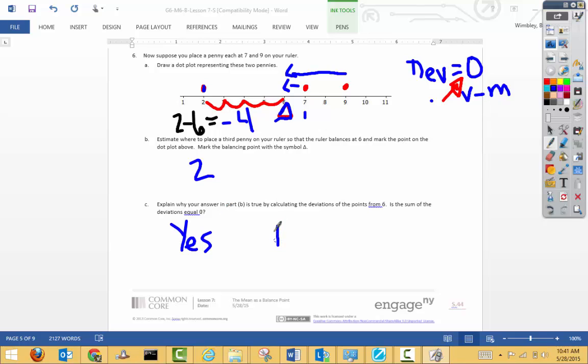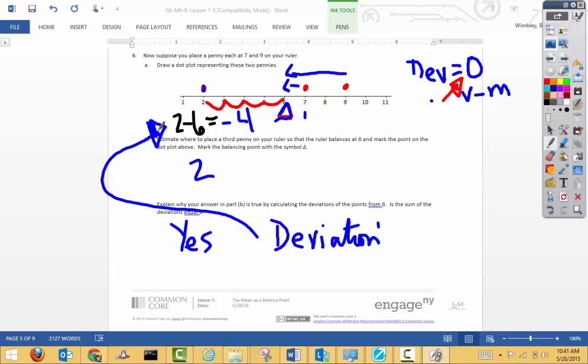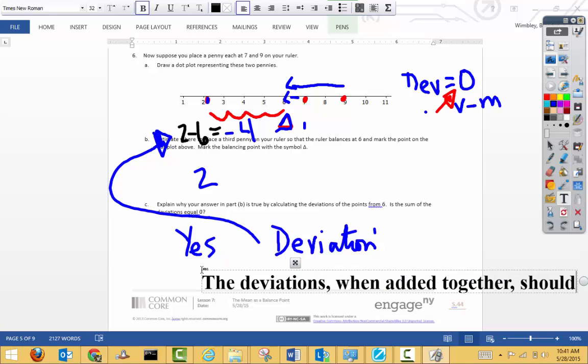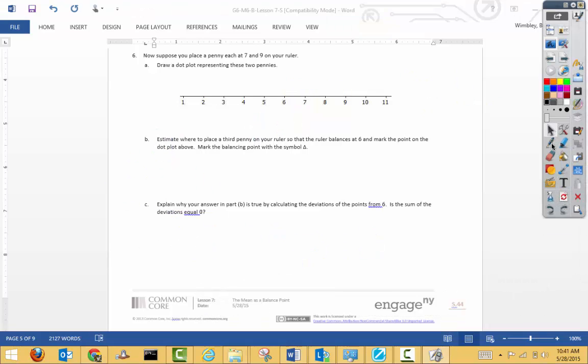And then you can say your deviation work and draw an arrow to wherever you did your deviation work. If you didn't do it, you can redo it down here. And I'm just going to explain why it works. So we need a sentence 2, just because it's asking us to explain. The deviations, when added together, should equal 0. So that's my explanation, and my work was above it. Alright, let's keep going.